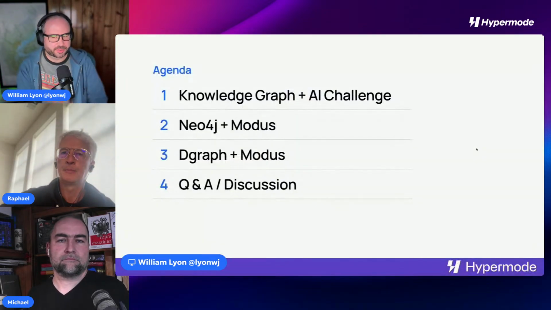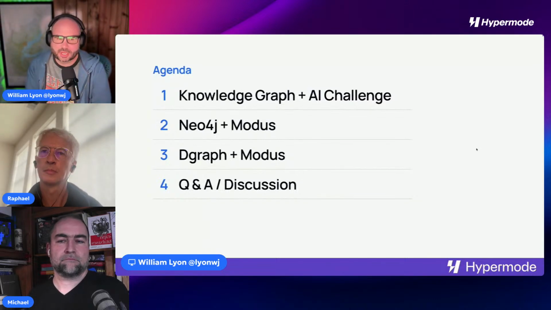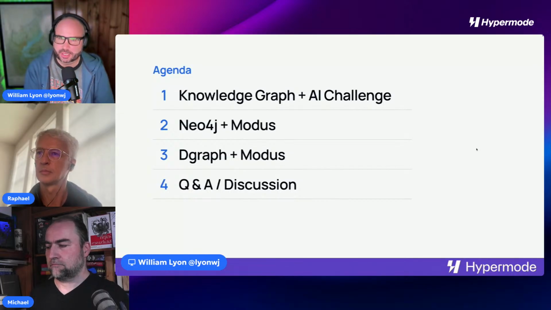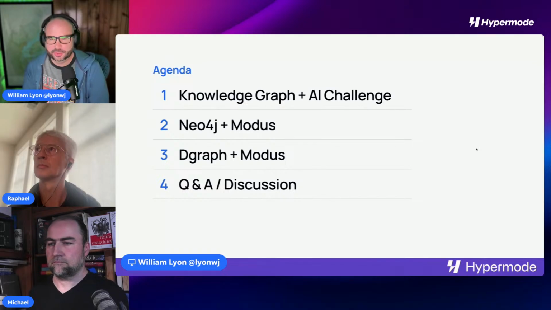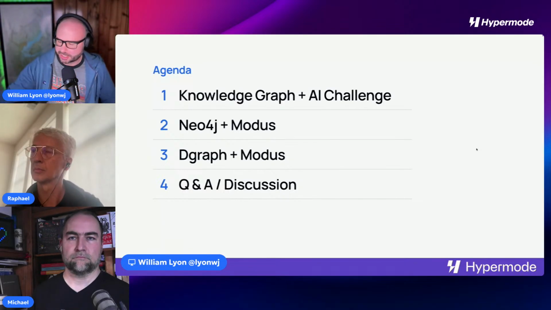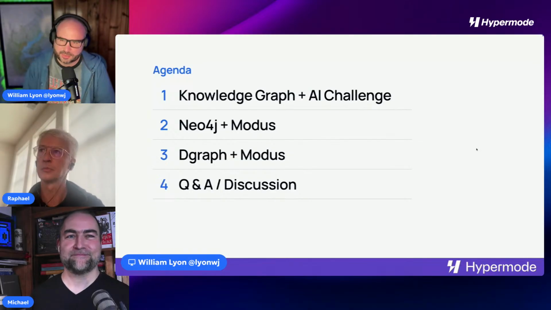This is the rough outline for what we want to talk about. We're going to talk a bit about the Knowledge Graph and AI Challenge, which is a hackathon that Hypermode and Neo4j just launched this week. So this is a fun hackathon running through the end of the year. We have a $10,000 prize pool. Nice. So we'll talk about this and some resources for getting started.